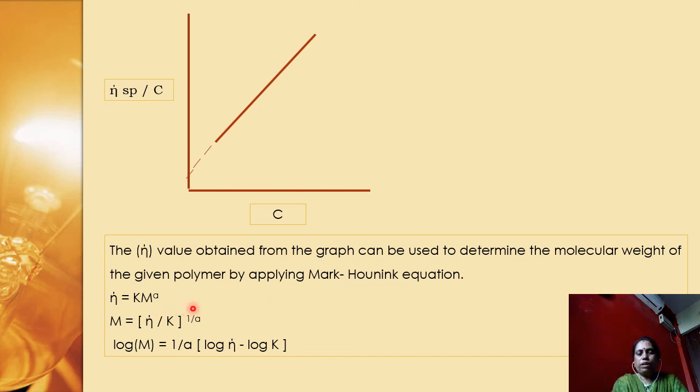We know the Mark-Houwink equation, eta is equal to K M power a, and then M is equal to eta by K, to the power 1 by a. Taking log on both sides, you get log M is equal to 1 by a, then log eta minus log K.